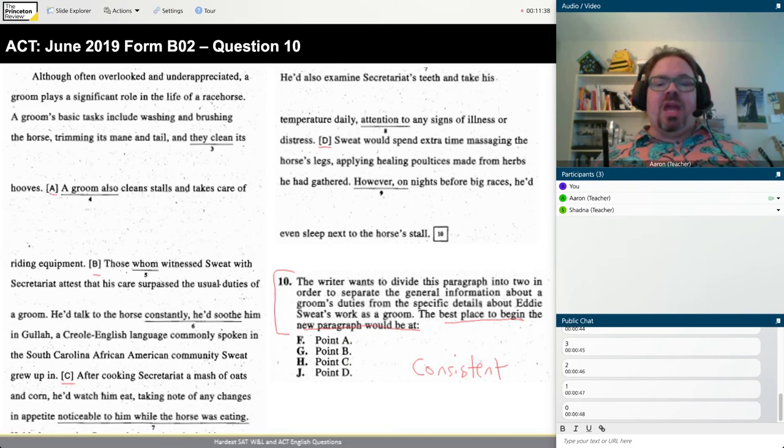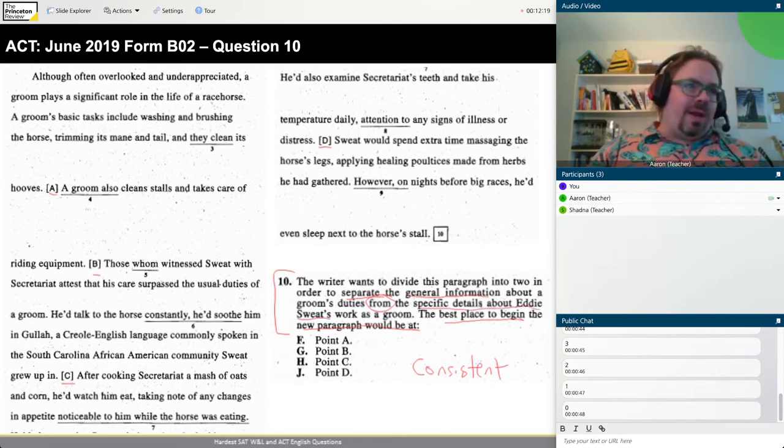It's really important to not only think about consistency when it comes to the content of the answer choices and the passage, we also want to think about consistency in terms of the question. Here, the question wants us to separate the general information about a groom's duties from the specific details about Eddie Sweat's work as a groom. So when I consider these points, I know that I need to have before it this general information, and afterwards the specific details about Eddie Sweat.